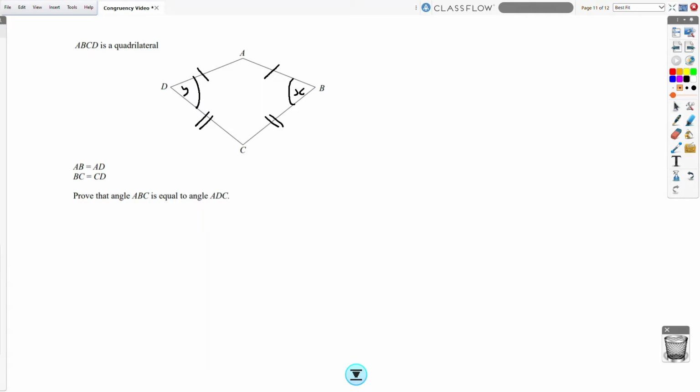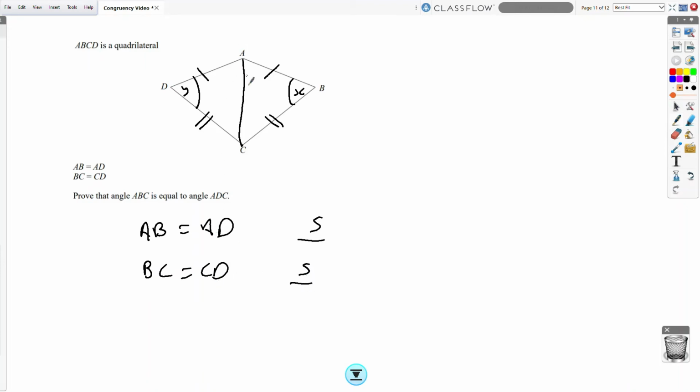Now there's a couple of ways to do it. We can split this shape into triangles. So if we split it down the middle, we have two triangles here. Now if we want to prove the angles are the same, if we prove that the triangles are congruent, then those angles have to be the same since they're the corresponding angles. So we have that AB is equal to AD, which is given to us, and BC is equal to CD.